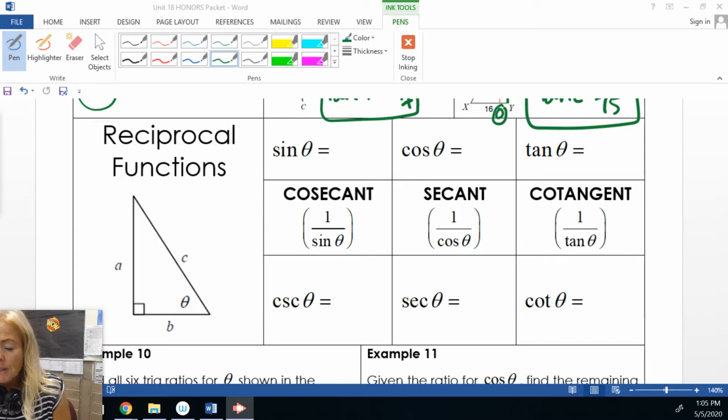And the reciprocals are there for specific things. I want you to be aware of them. When you get into calculus, you'll use them more. So it's good to have a background knowledge of them and understand what they are.